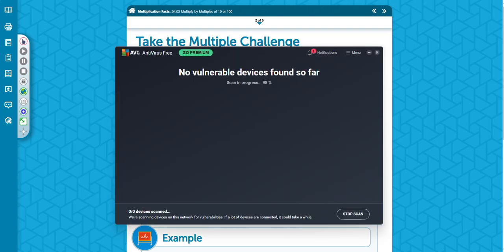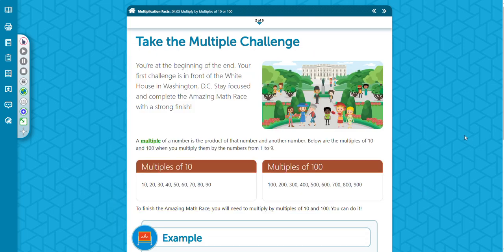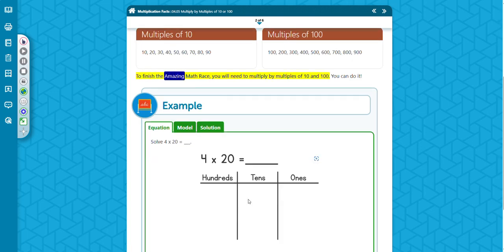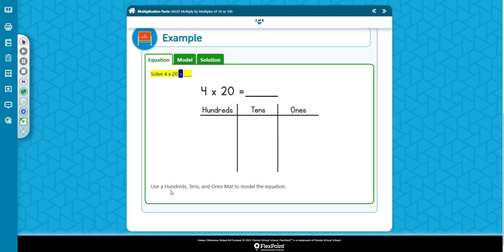To finish the amazing math race, you will need to multiply by multiples of 10 and 100. You can do it. Example: Solve 4 x 20 equals blank. Use hundreds, tens, and ones math to model the equation.